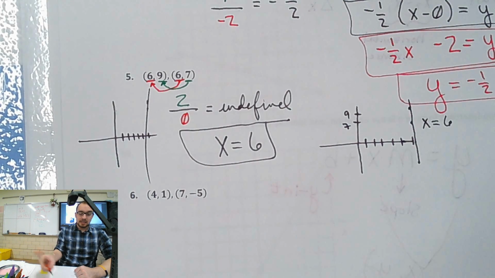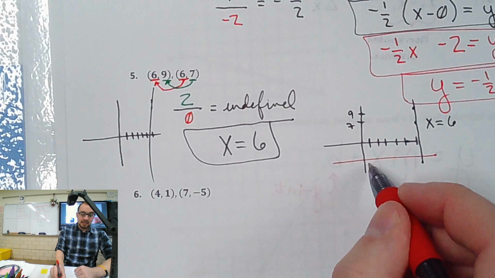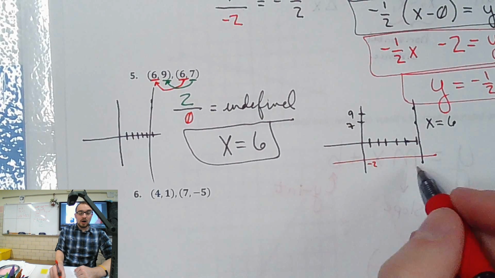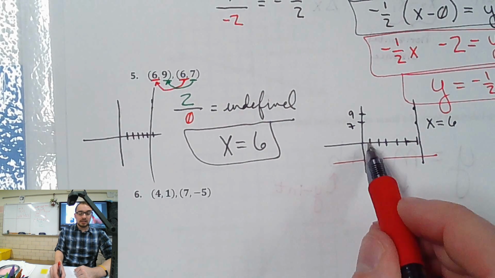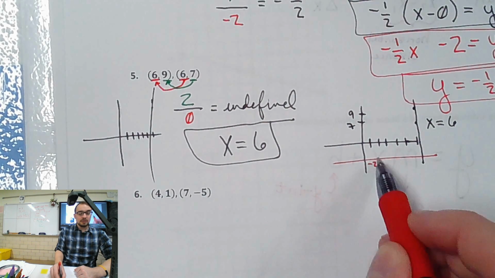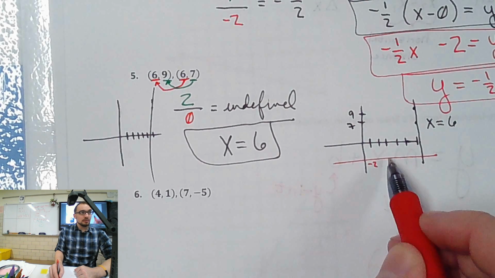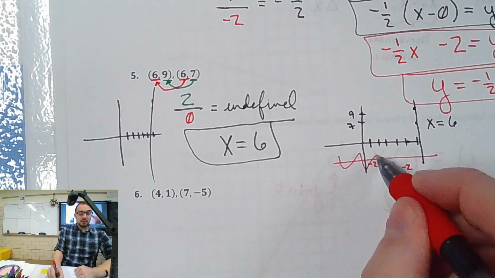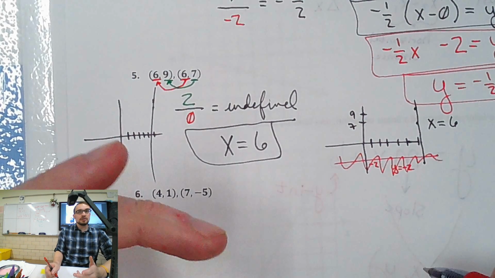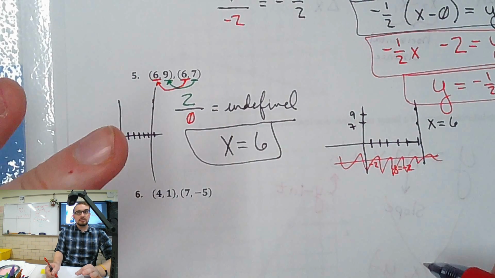If I were to draw a line like this at -2, that's the line where y is always -2. Because every point in this line is -2 for y. 1 comma -2, 2 comma -2, 3 comma -2. You smell what I'm stepping in? Now that's not part of this question. I was just doing it for instance. Are you smelling what I'm stepping in?